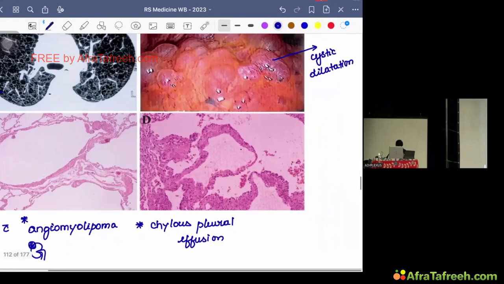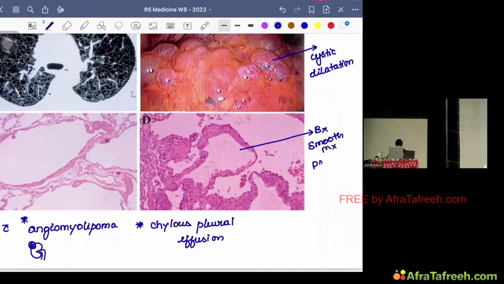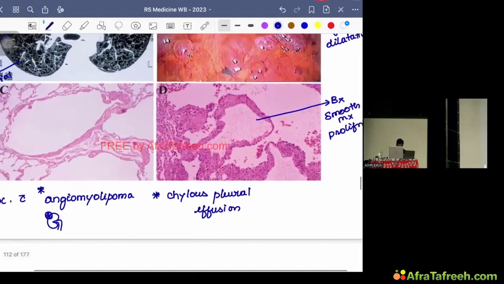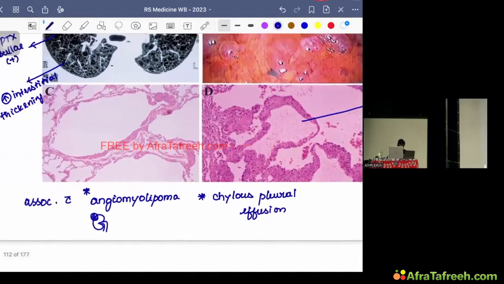Whenever you see the biopsy shows smooth muscle proliferation because of myolipoma, muscle. Okay, it is going to be showing smooth muscle proliferation. And one thing which is very helpful in diagnosing this patient, it is associated but not specific: if you see the VEGF level, vascular endothelial growth factor, it will be more than 800 picogram per ml.